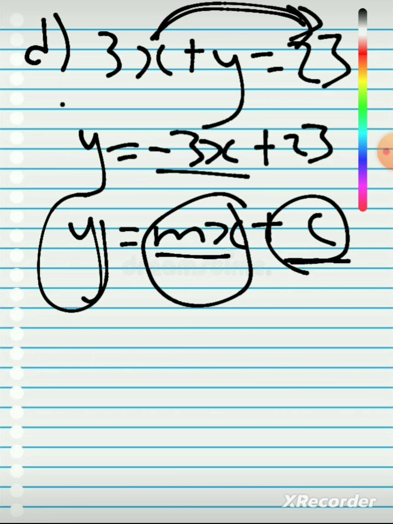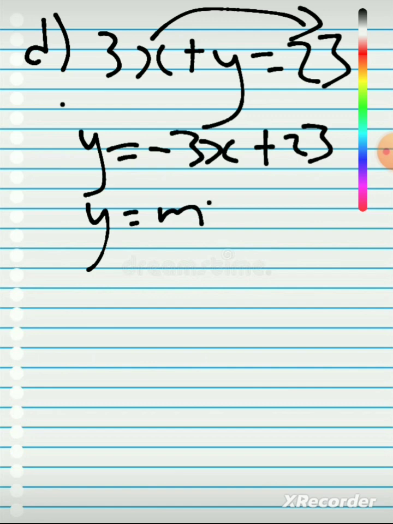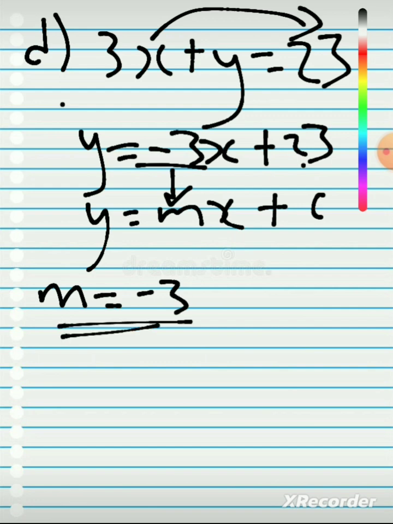Now we can start extracting the answers. From this equation we have come up with the negative 3. If we compare it to y is equal to mx plus c, we can see that the negative 3 represents m, therefore gradient is negative 3, and 23 represents c, so c is 23.